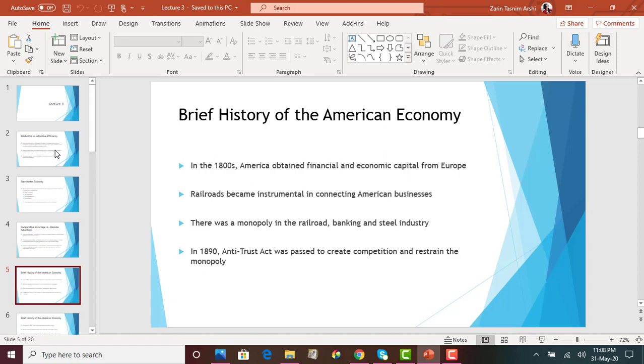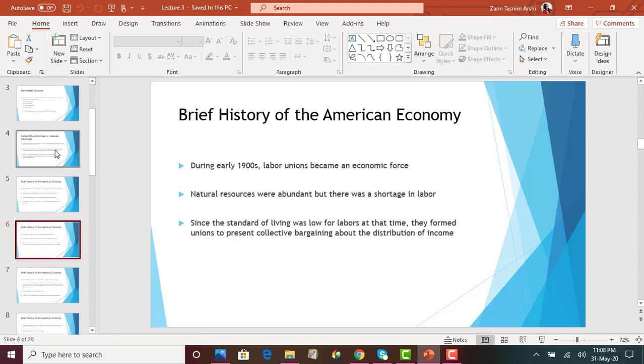So in 1890, in response to that, the government passed the Antitrust Act, which broke this monopoly and created competition. Basically, more producers came into the market because of this act, and as a result, competition came up and efficiency went up. Then in the early 1900s, we saw the rise of the labor union.